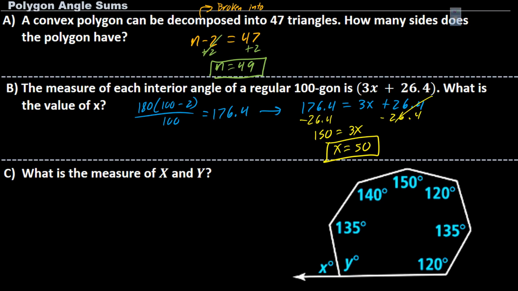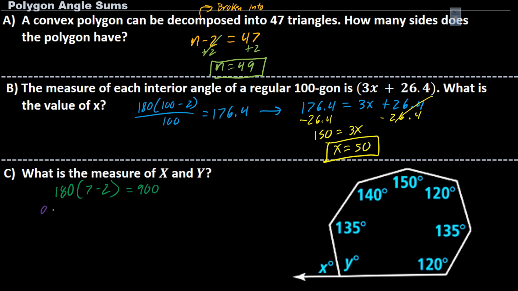Okay, we're going to figure out the measures of x and y. Y here is going to be the easier one to start with. This shape, if we look at it, 1, 2, 3, 4, 5, 6, 7 sides, but it's not a regular polygon, so the most we can do with that is figure out the interior angle sum. So 180 times 7 minus 2, which is 900.